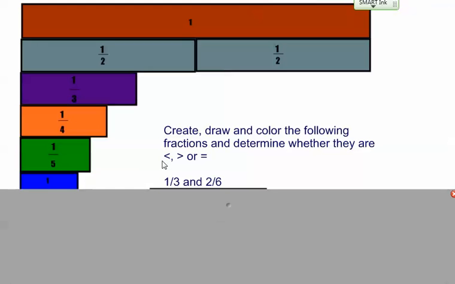Okay, now I want you to create, draw, and color the following fractions and determine whether they are less than, greater than, or equal to. So the 2 fractions I want you to build, draw, and color are 1/3 and 2/6. Go ahead and do that, hit pause, and when you come back, we'll check to see if you're right.